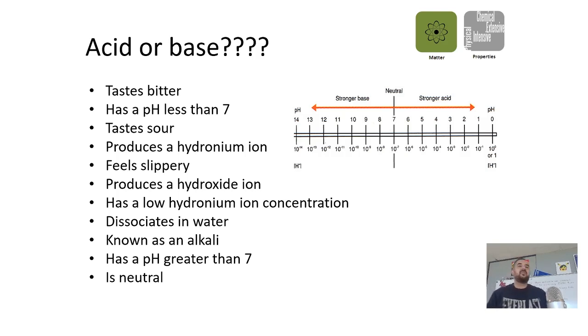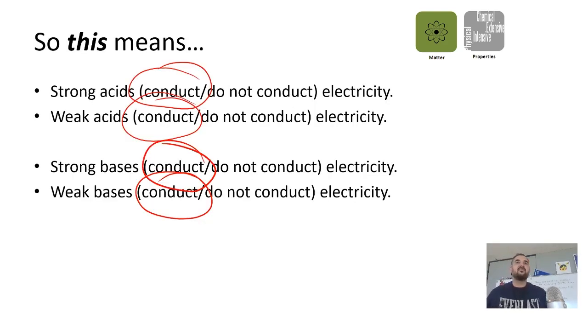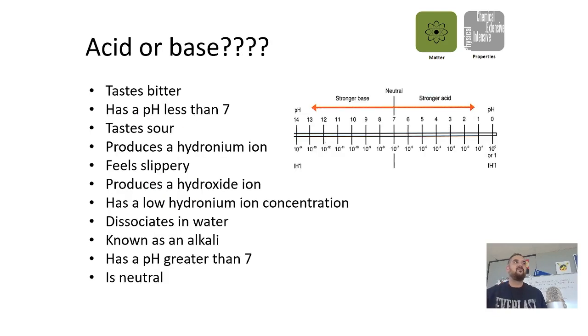All right, so let's see if you guys remember the properties. This is just everything. They all conduct electricity. So let's see if you guys remember these. Taste bitter. Is that going to be an acid or a base? Taste bitter, like soap. Those are going to be bases. pH less than 7. Taste sour.